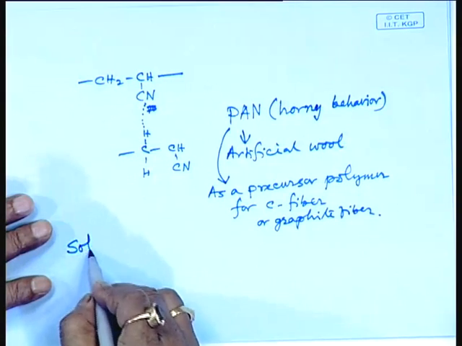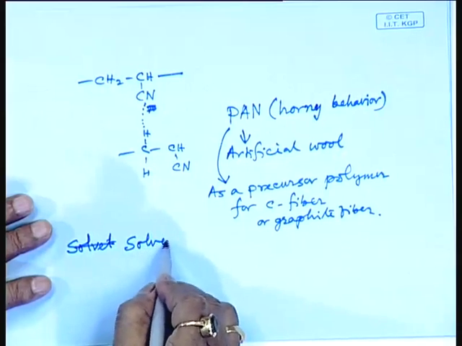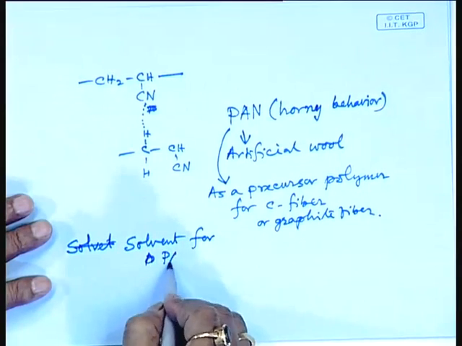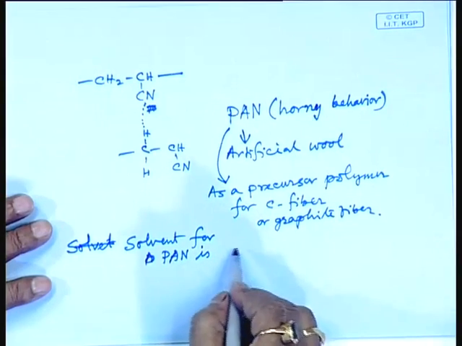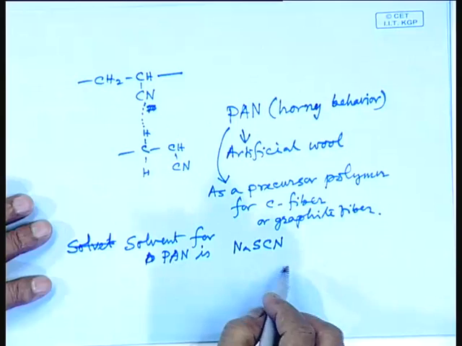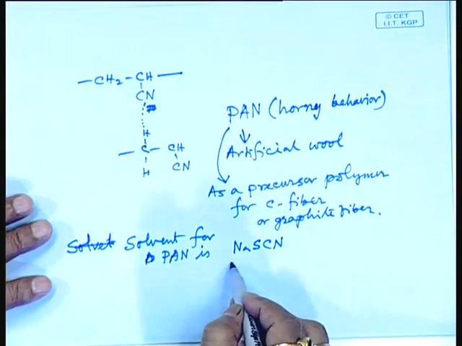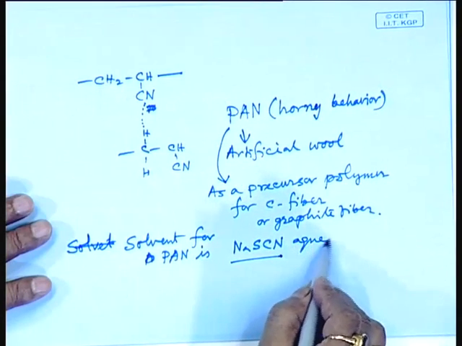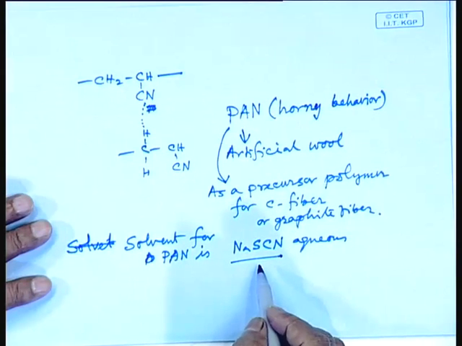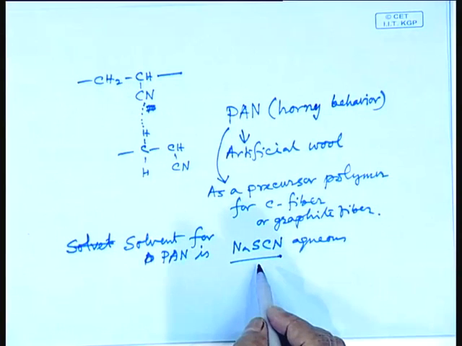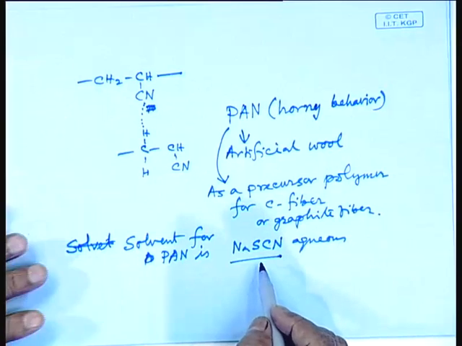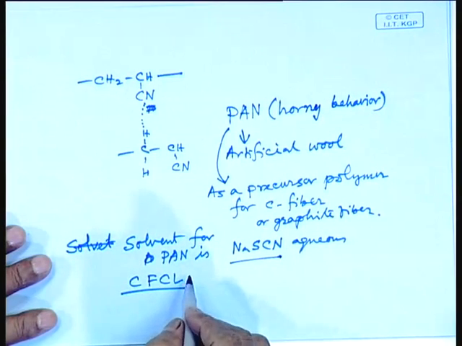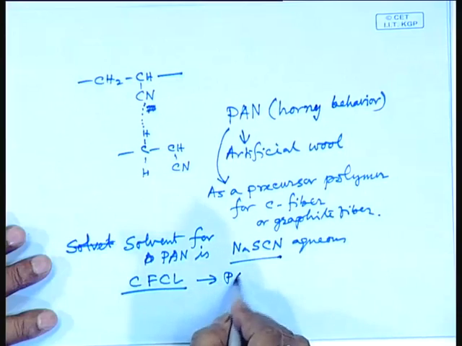The solvent for PAN is sodium thiocyanate, NaSCN, in which it is highly soluble, aqueous sodium thiocyanate solution. There is one industry in Haldia, CFCL, Consolidated Fibers and Chemicals Limited. They manufacture this PAN fiber, artificial wool.